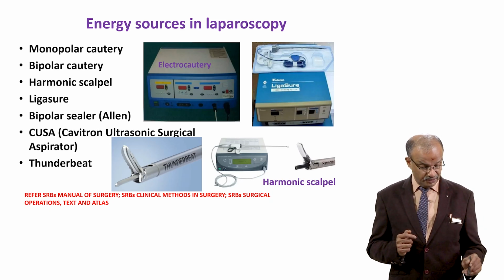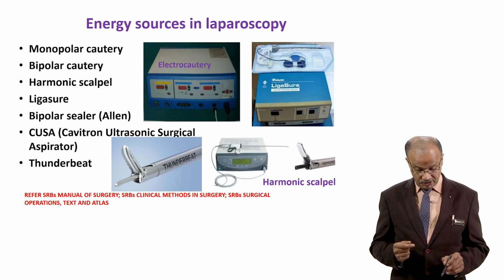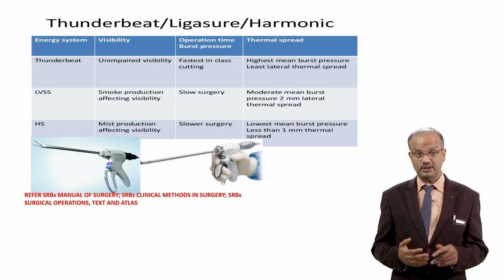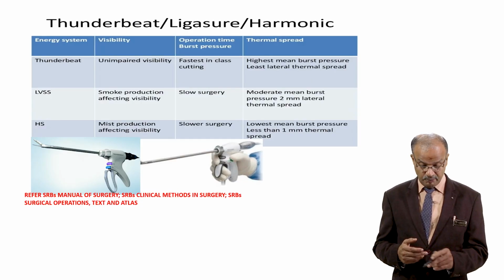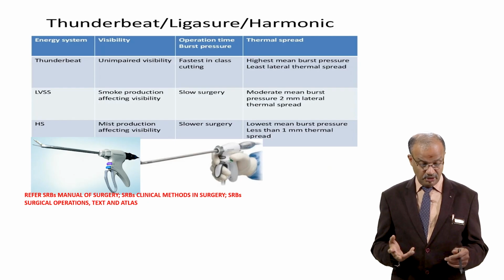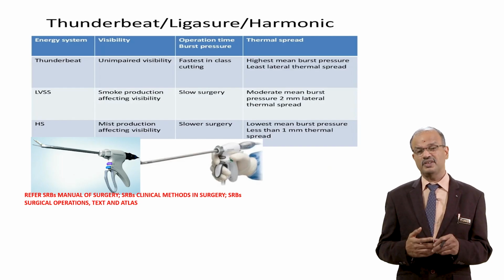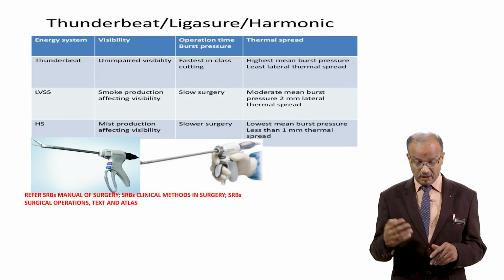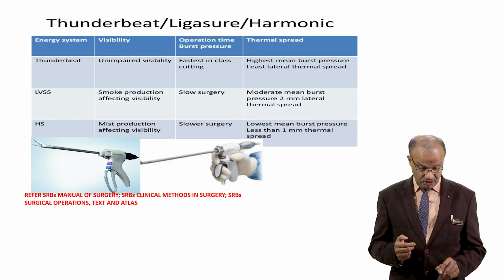And all these things are required: CUSA, bicor, LigaSure, harmonic. All the things are used in different places in laparoscopic surgery. And Thunderbeat, what is the meaning of Thunderbeat? Thunderbeat is faster actually, with less smoke. Smoke is very less in Thunderbeat, remember. And harmonic scalpel is also very useful actually. It is the basic instrument for advanced surgeries. Most people use the harmonic scalpel. It is very, very useful for dissection. Thunderbeat is much better, but costly it is. So all these are different energy sources which are used in laparoscopic surgery.